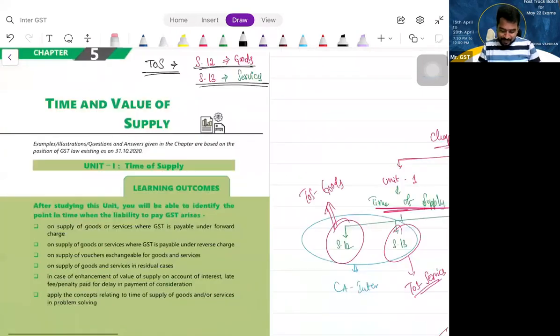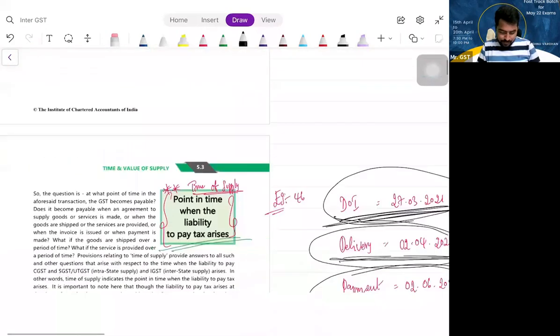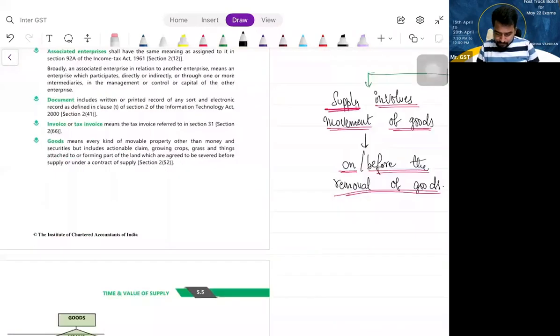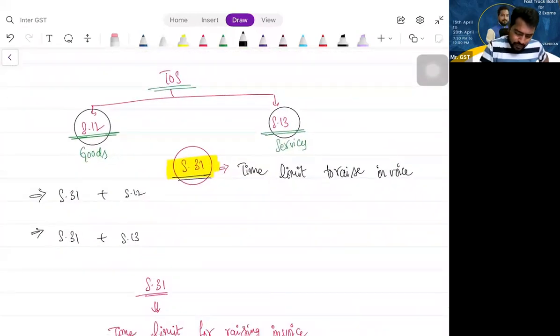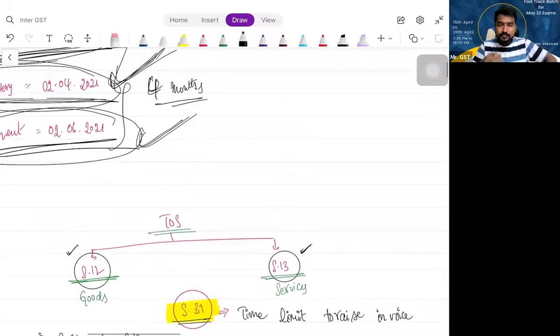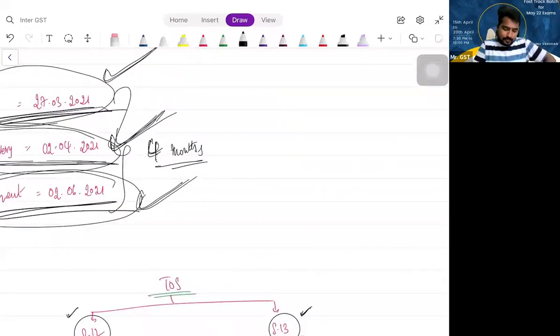Right. Let us proceed. So, time of supply. As I told, section 12 deals with goods, section 13 deals with services. But now, one important thing is, before understanding section 12 and section 13, we should understand section 31. What is section 31?